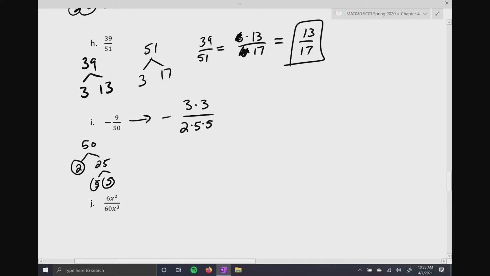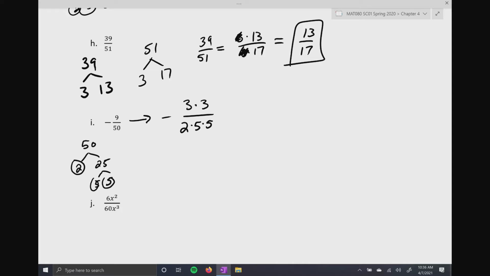So, do I see any numbers that are the same in the numerator and the denominator? Yes or no? No. So, Tanisha, can this even be reduced? I don't know. Well, do you see the same numbers in the top and bottom? No. Then you can't reduce this.